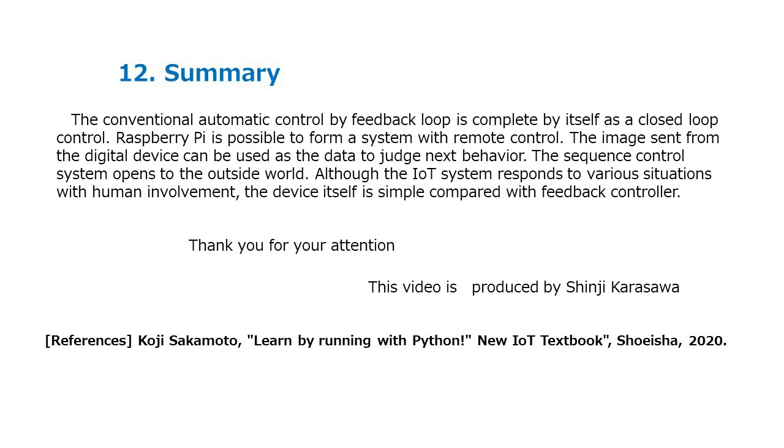Summary. The conventional automatic control by feedback loop is complete by itself as a closed-loop control. Raspberry Pi makes it possible to form a system with remote control. The image sent from the digital device can be used as the data to judge next behavior. The sequence control system opens to the outside world. Although the IoT system responds to various situations with human involvement, the device itself is simple compared with a feedback controller.